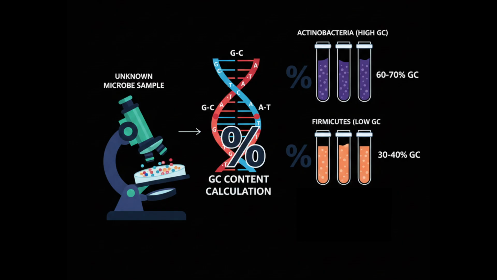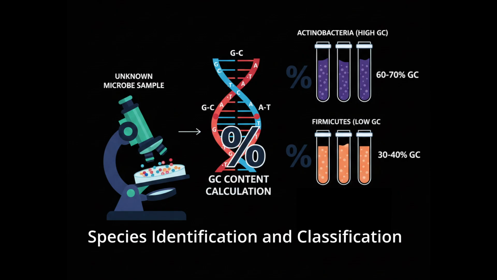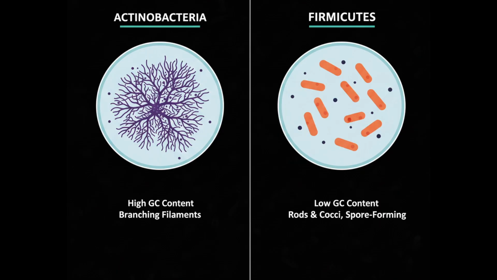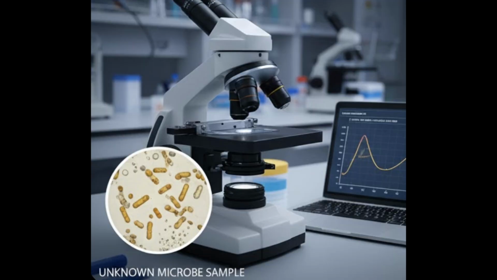Let's look at how this data is used in a real lab setting. Species identification and classification. As shown here, when we encounter an unknown microbe sample, the GC content acts like a molecular fingerprint. Different groups of bacteria have distinct GC signatures. For instance, actinobacteria are known for being high GC, while firmicutes are often low GC. By calculating this percentage, bioinformaticians can narrow down the identity of a mysterious organism before even looking at specific gene sequences.